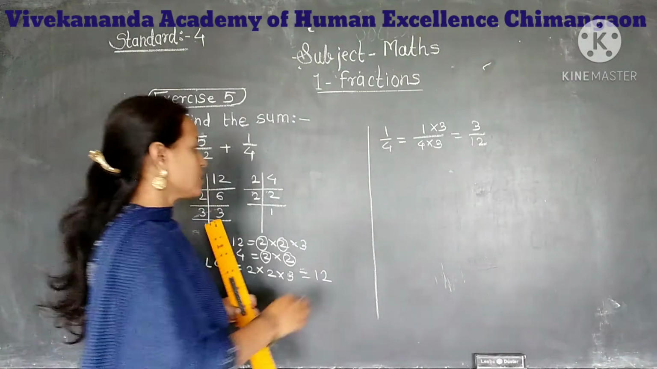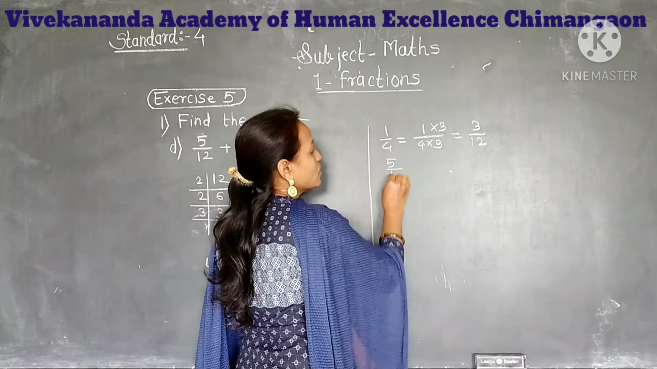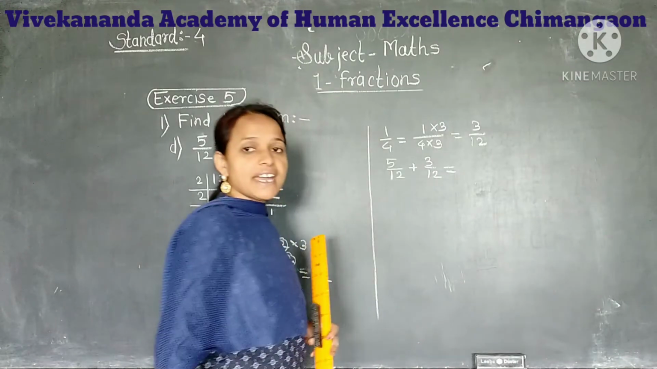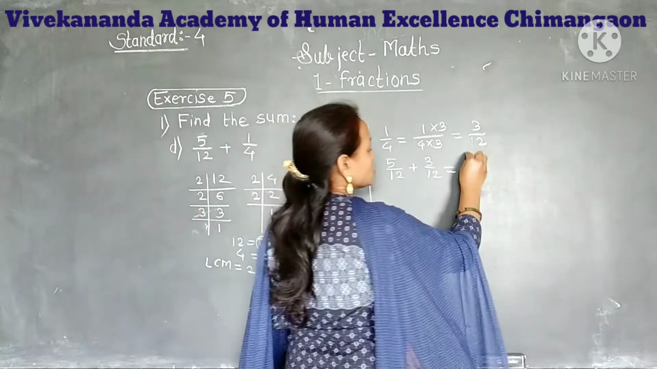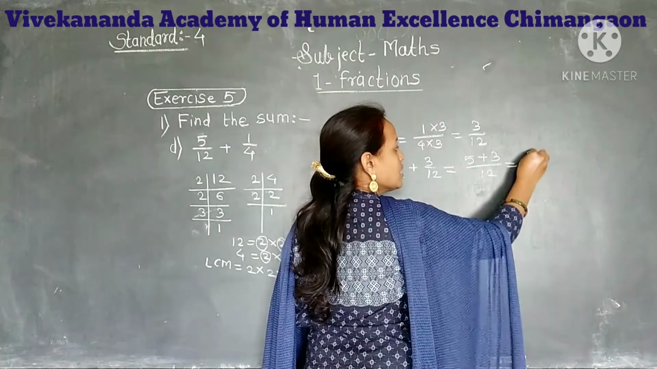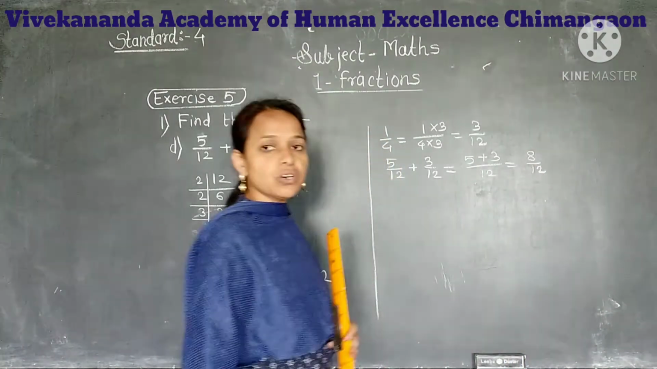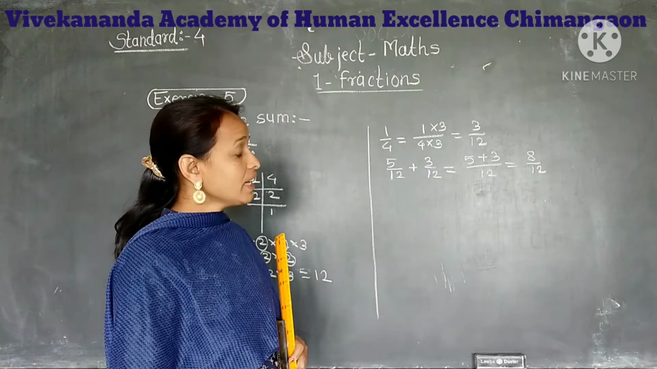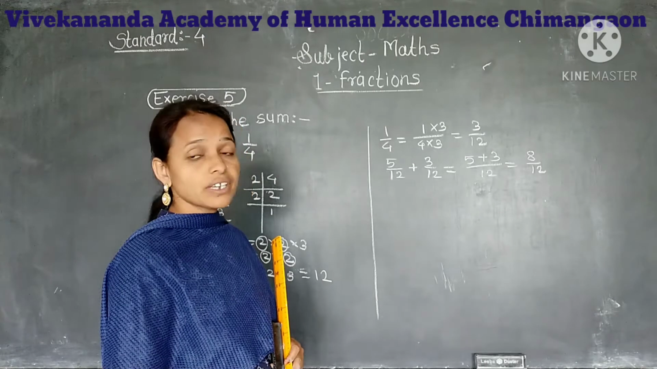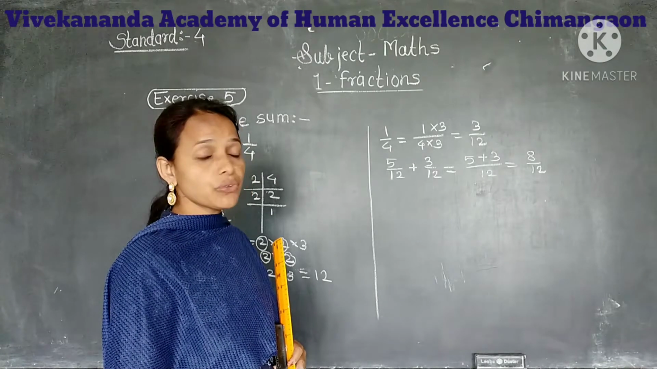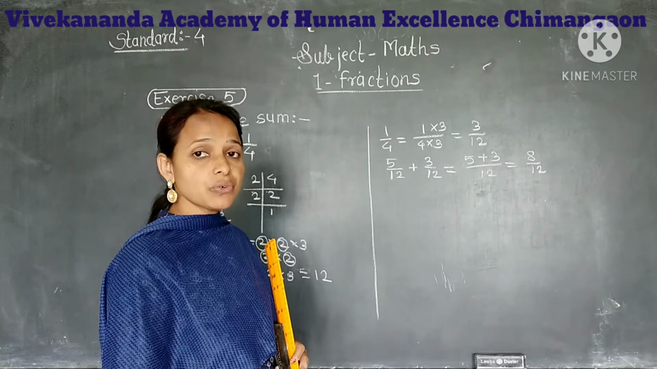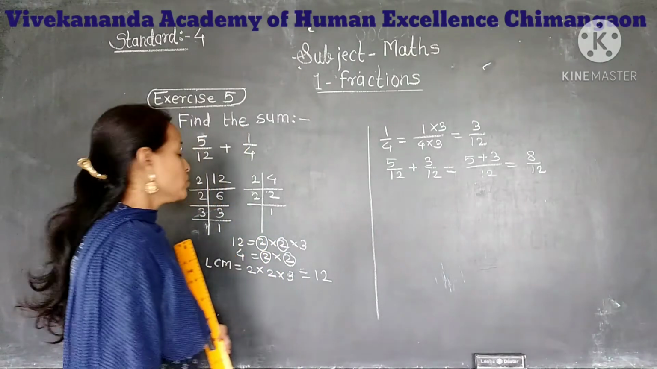Now we can add. So 5 upon 12 plus 3 upon 12. Now we add its numerators. So 5 plus 3 upon 12. 5 plus 3, 8 upon 12. Now 8 and 12, 8 upon 12. These are not in lowest terms. So we have to reduce 8 upon 12 to its lowest term. For that we have to find its HCF.